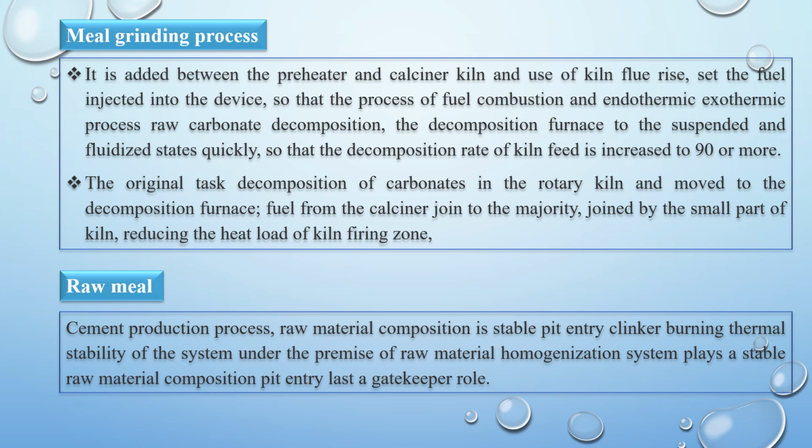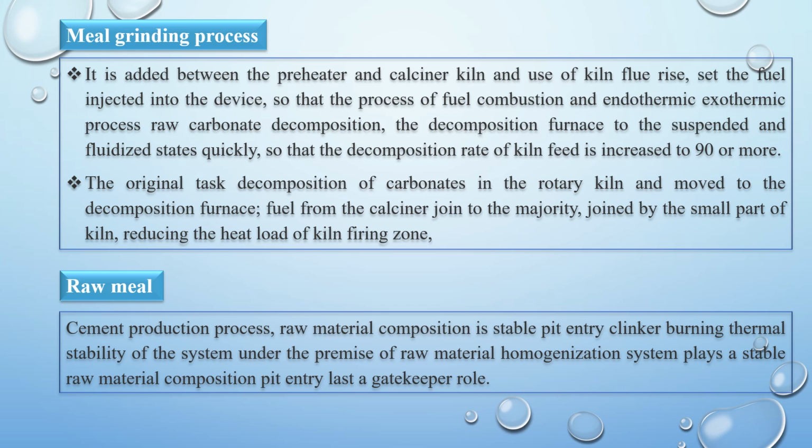The original task, decomposition of carbonate in the rotary kiln, is moved to the decomposition furnace. Fuel from the calciner is joined by a small part from the kiln, reducing the heat load of the kiln firing zone. Students, in the meal grinding process, the main purpose of this process is to decompose the carbonates.